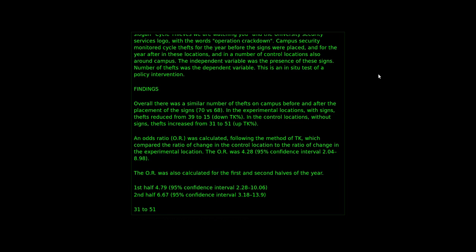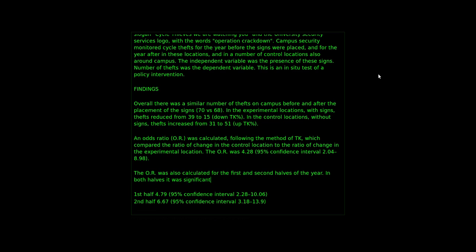So, am I going to tell the reader the numbers? The odds ratio was calculated for the first and second halves of the year. It was significantly above 1 in both halves. In the first half it was 4, and the lower bound on the confidence interval was 2.28. In the second half it was 6.68, and the lower bound on the confidence interval was 3.